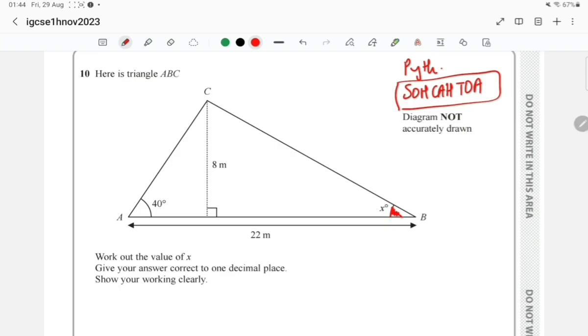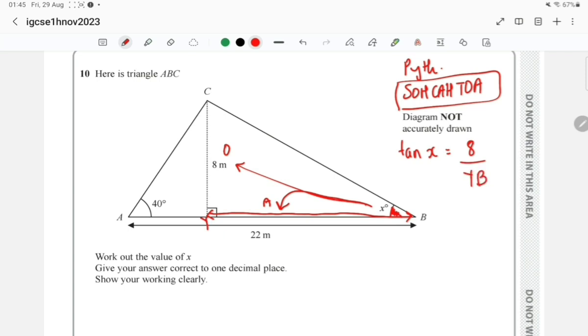So if I want to find x, I need two sides. Opposite is this one. If I have the adjacent side, which is this part, then I would be able to find my x by using tan. So tan of x would be equal to opposite, which is 8, divided by the adjacent here. Let's call this part YB. Now, if I find this part over here and subtract that from 22, I will be able to get my YB. Let's see if we can find this part.